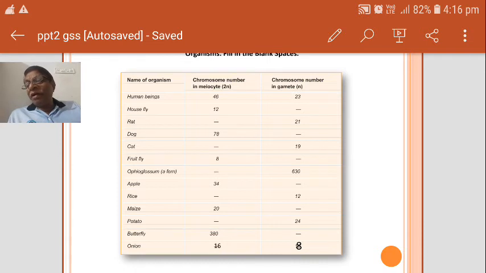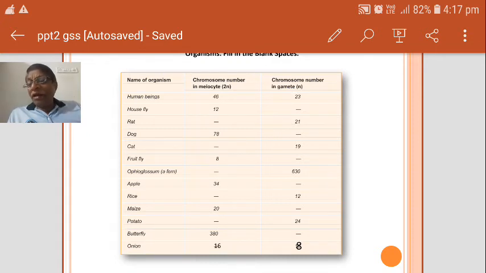Okay. What about in case of cat? In cat, the gametic number is 19. The gametes contain 19 chromosomes. What about the chromosome number in case of diploid cells? 38.